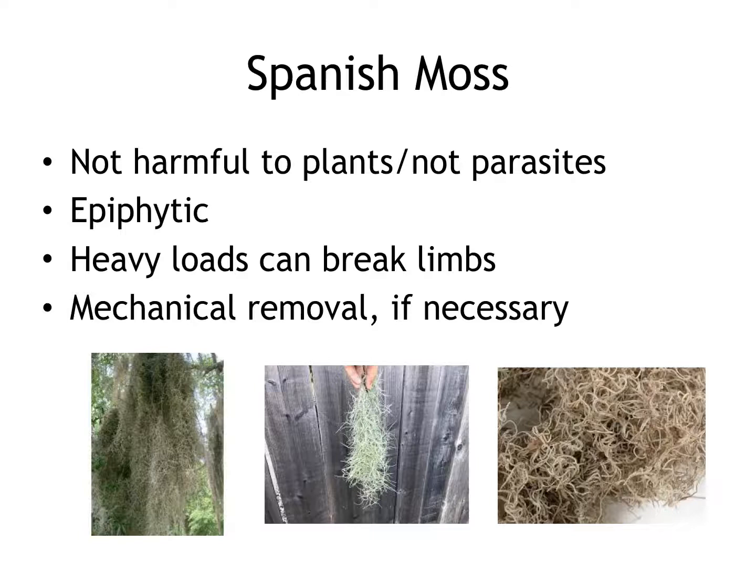Now, I will say that heavy loads of this, when it gets really heavy, and especially when we have a lot of rain and there's a lot of moisture in it, can break limbs. So if you do find that you need to remove it, or if you just don't like it and want it gone, mechanical removal if necessary. So removing it by hand is pretty much your best bet. No kind of chemicals, no kind of pesticides needed whatsoever to try to control this.